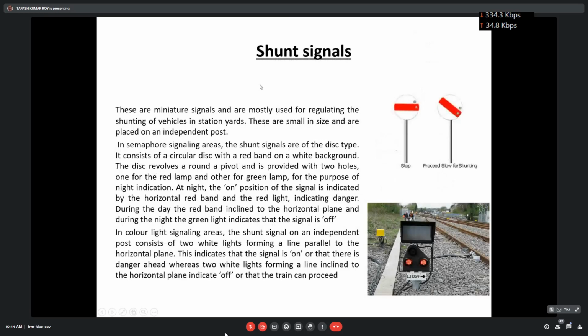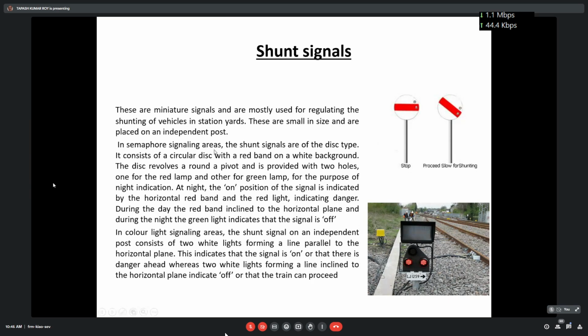Shunt signal, usually you will see for shunting of the train. What is shunting? From the station yard, from the car shed, one train will be placed at the station. In that case, some small height signal will be provided. This is known as shunt signal. The driver can proceed, and it is at a very slow speed. So these are the miniature signals which are mostly used for regulating the shunting of vehicles in the station yard. These are small in size and placed on an independent post.